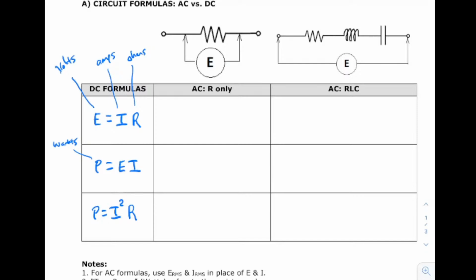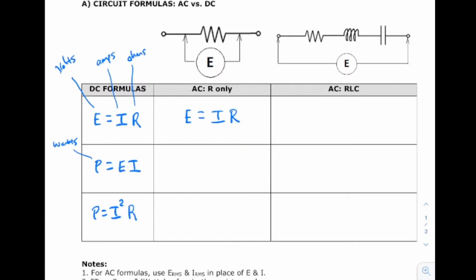Now, what happens if instead of using a DC current, you use an AC current? Well, I'm going to use an AC circuit that only has a resistor. If you do that, the formula is completely different. You ready? So Ohm's law, instead of looking like that, it looks like that. Do you see the difference? There is a difference, actually.